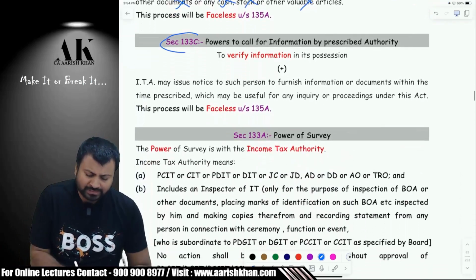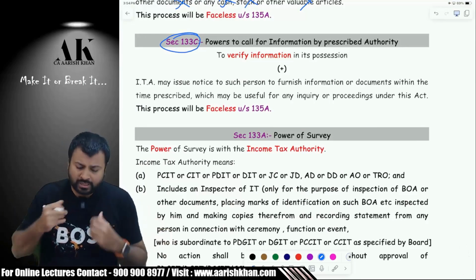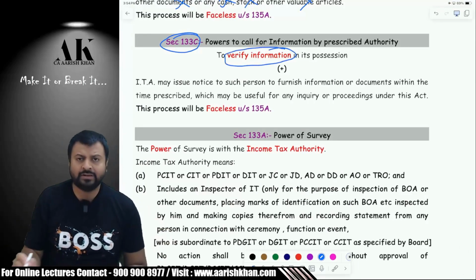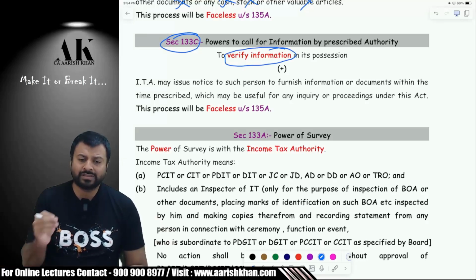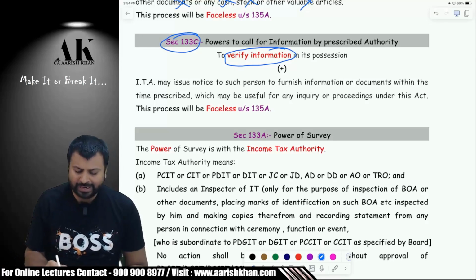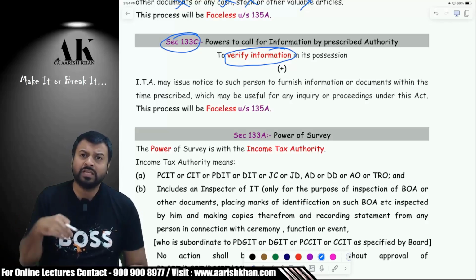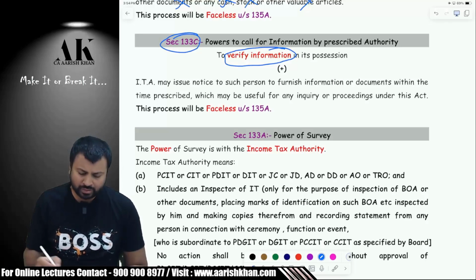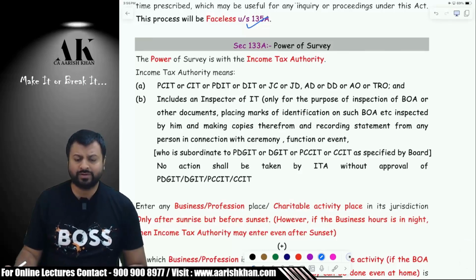Okay. Now 133C, it's a small section. The department has some information in their possession and they want to just verify the information. The genuineness of the information has to be verified by them. For that reason, they are sending you a notice. Okay. So they are sending a notice to verify the genuineness of that information so that they can take the relevant action later on. They don't want to directly take the relevant action. Okay. Now, even this process is going to be faceless, as the government has said in section 135A.